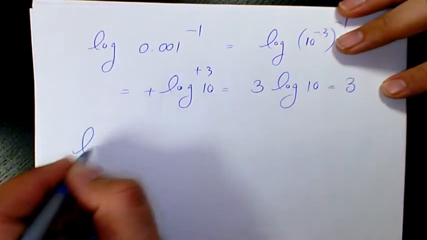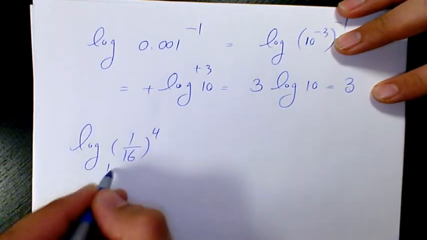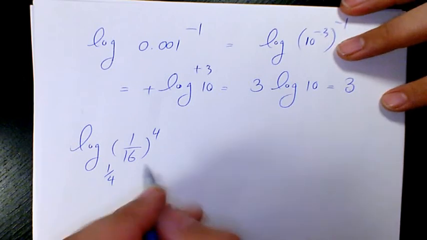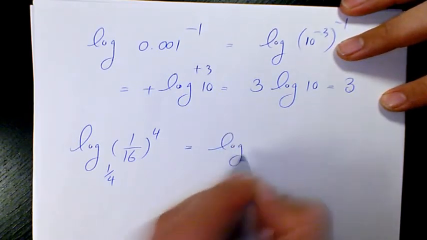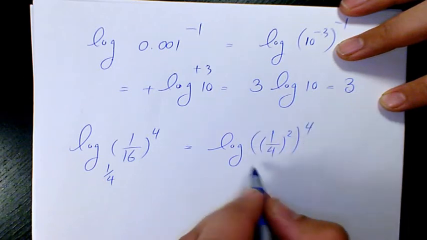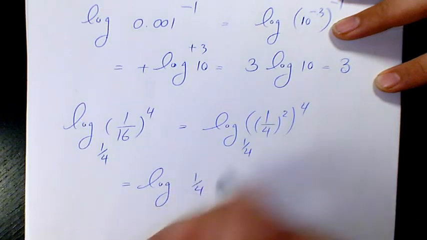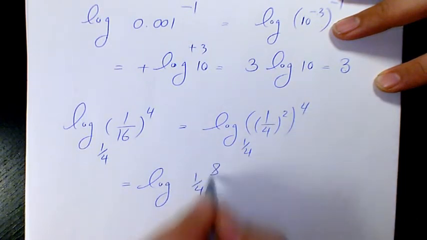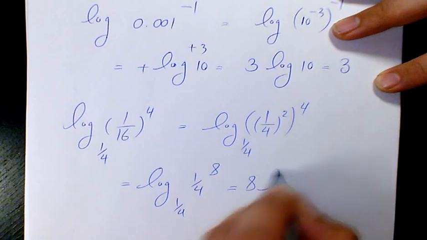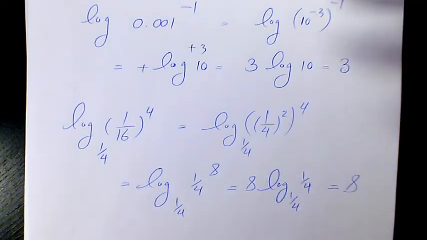Next one is going to be log 1 over 16 to the power of 4 base 1 over 4. That's going to be log of 1 over 16, which is 1 over 4 to the power of 2, to the power of 4, base 1 over 4. That's going to be log 1 over 4 to the power of 2 times 4, which is 8. So we have 8 times log 1 over 4 base 1 over 4, which is going to be equal to 8. So basically that's how we use the power law of logarithm.